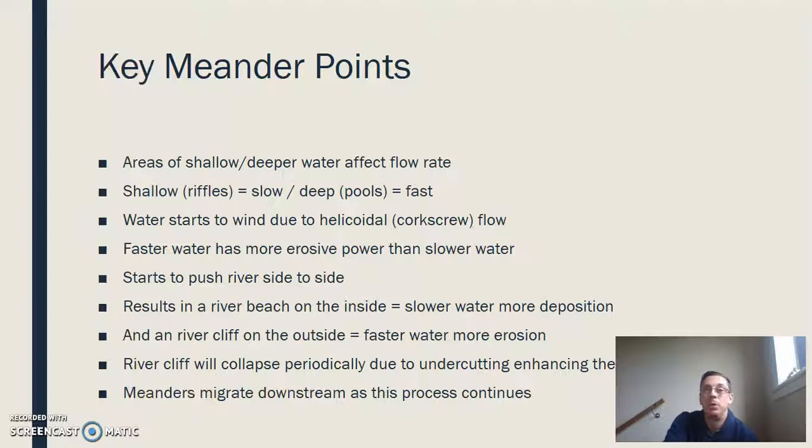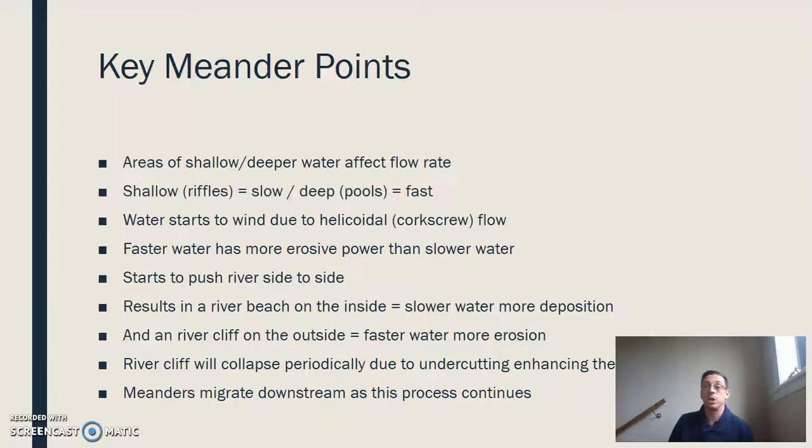Now, some of the key points with meanders. Rivers have got areas where they're shallower and where they're deeper. The shallower areas we call riffles, and that results in slower water. The deeper areas we can call pools, and that results in faster water. Now, when you've got areas of shallow water here and deeper water over here, the river starts to whip round these areas, and as that happens, the water starts to turn, it starts to corkscrew, and we call that a helicoidal flow. And again, that's a key term that I would expect people to incorporate into their answers.